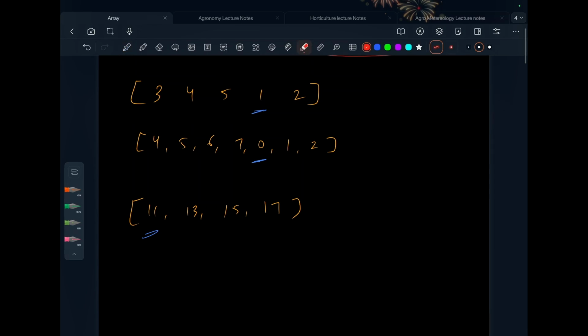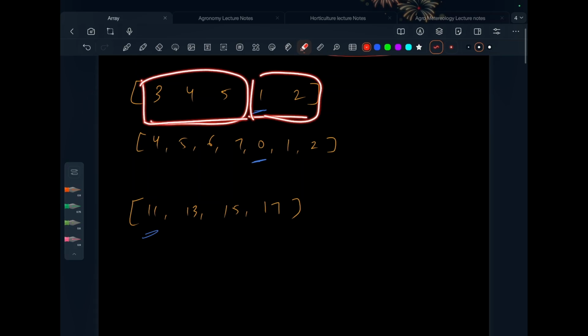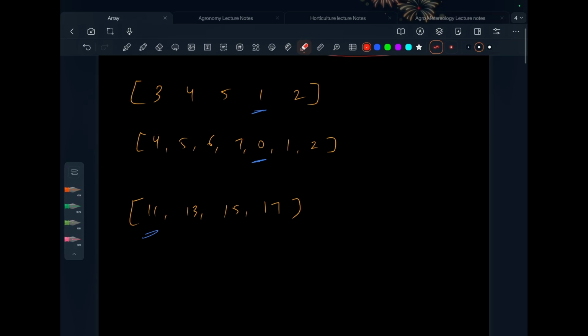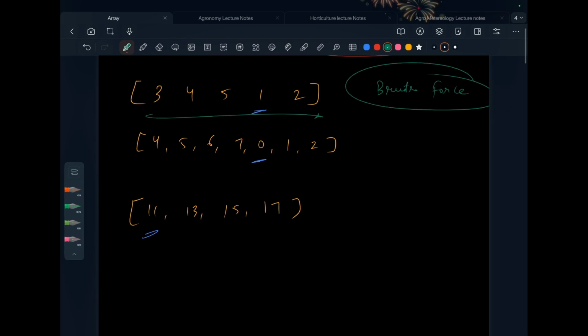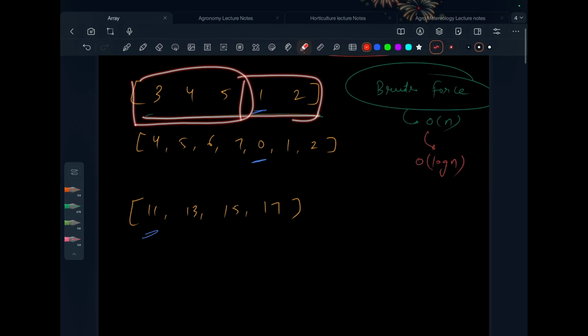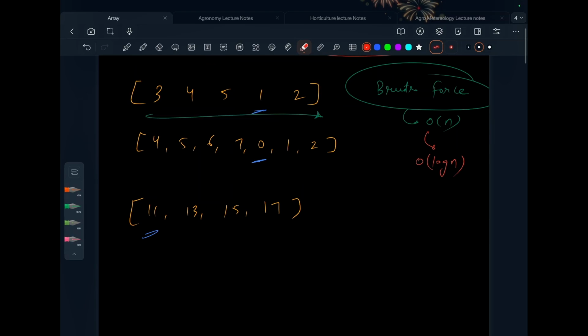If it is a rotated sorted array, that means we can use binary search, right? Before that, we already know brute force: you just have to run a loop and find the minimum in this array. So it will take big O of n. So brute force is O(n), but we need a solution in log n and we have a rotated sorted array, that means we can use binary search, right?